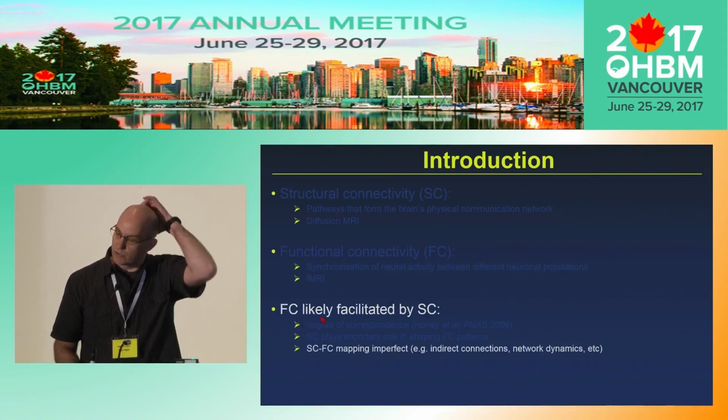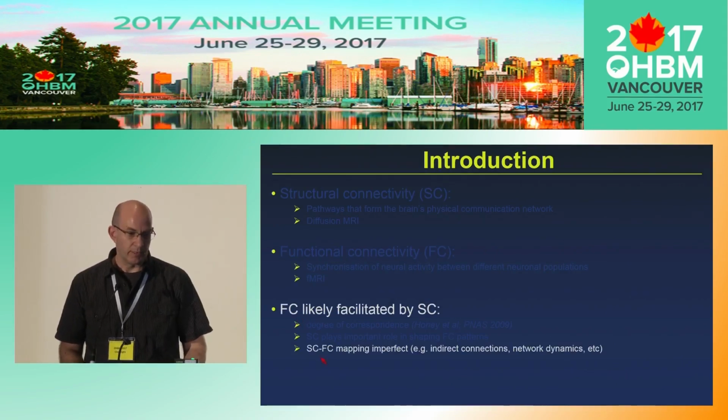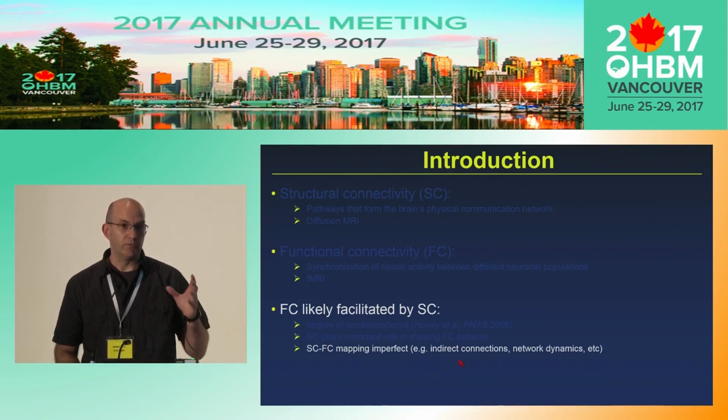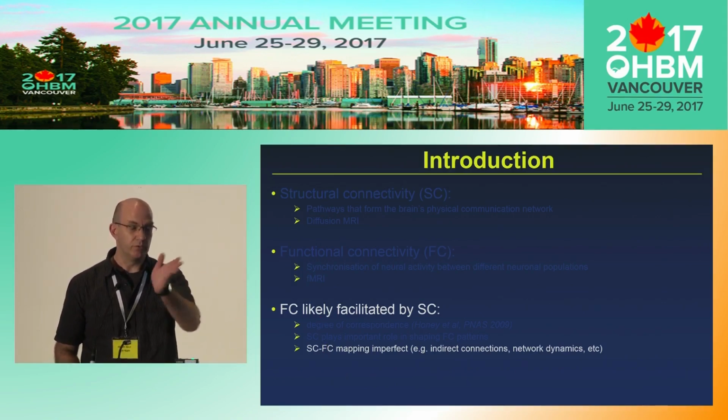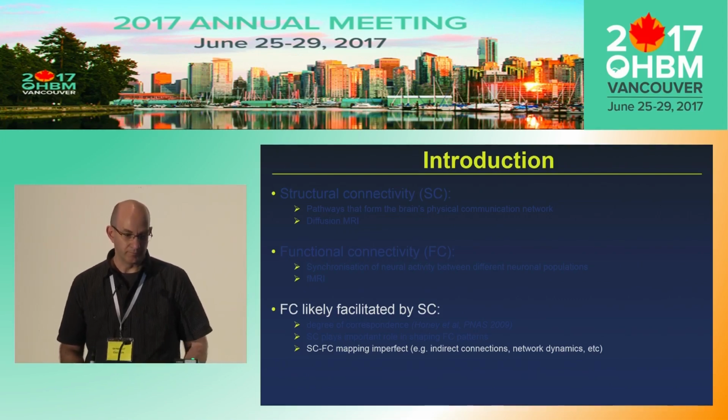But as mentioned also before, it is not the whole story. So the relationship is far from perfect. You know, there are indirect connections: wherever we have two nodes, functional connectivity may be talking to each other there, but not through a direct path. It could be through an indirect path through a third node or a fourth node. And also for the functional connectivity, the dynamics are very important. You know, things change on the order of minutes, very, very quickly. Well, obviously, we don't expect changes in structural connectivity on that time scale.